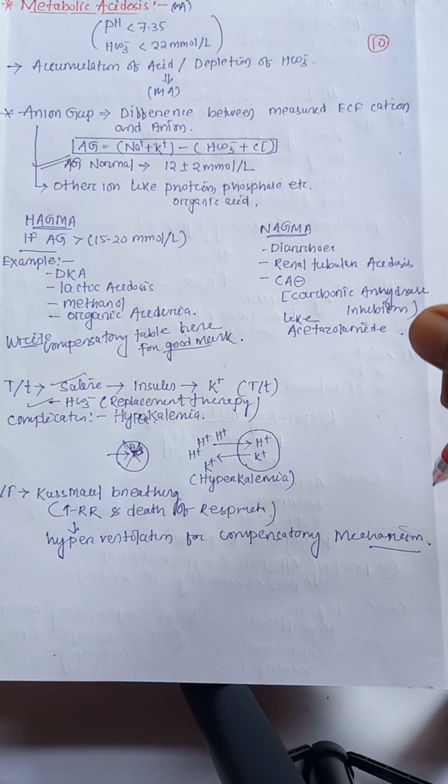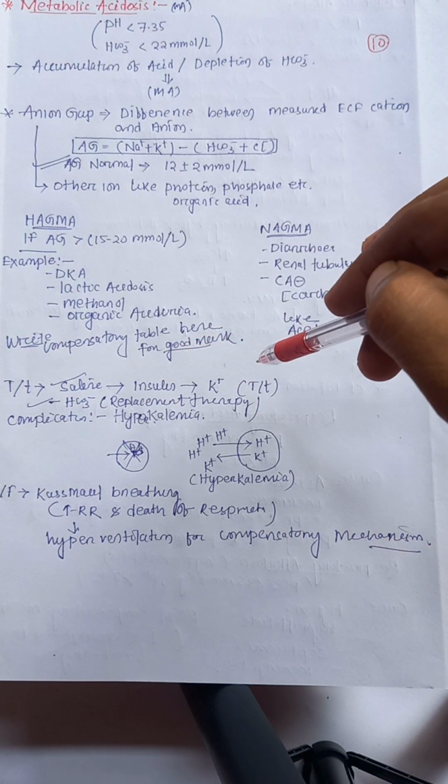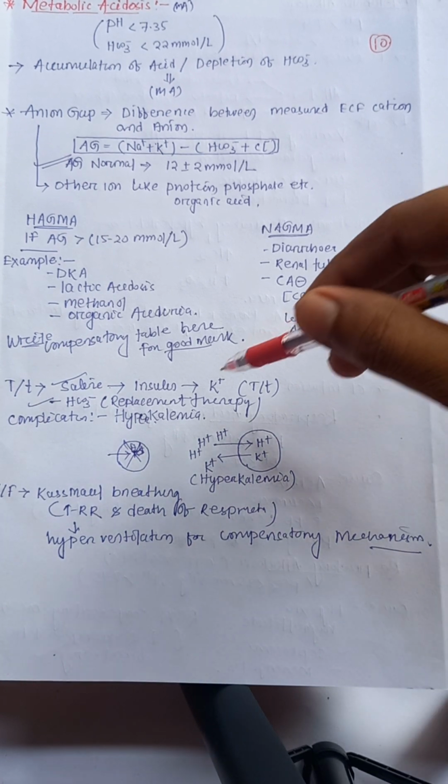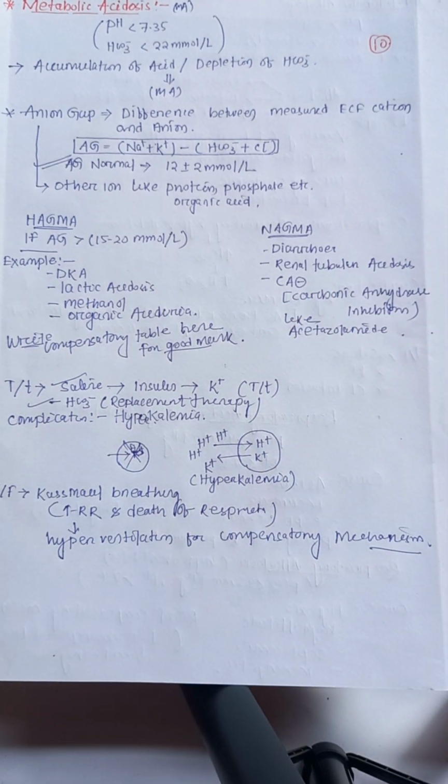Also, write a compensatory table here for metabolic acidosis, with the four lines of partially compensated, fully compensated, and uncompensated, for better marks. And treatment is very easy: saline, insulin, potassium. Also, one thing you should know. Here is what happens.